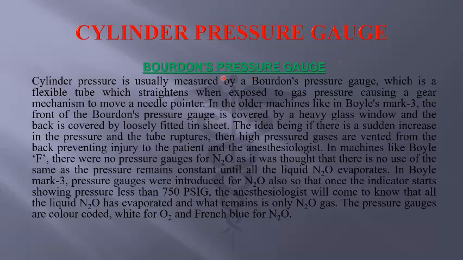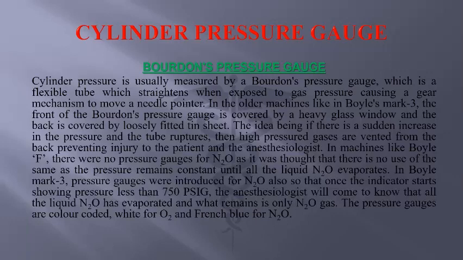So, what is the cylinder pressure gauge? Cylinder pressure is usually measured by a Bourdon pressure gauge. In the older machines like the Boyle's Mark III, the front of the Bourdon pressure gauge is covered by a heavy glass window, and the back is covered by a loosely fitted tin sheet. The pressure gauges are color-coded, white for O2 and French blue for N2O.